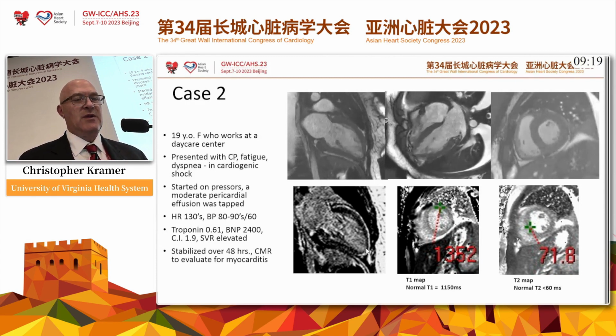Her late gadolinium enhancement images did not show any LGE. However, her parametric mapping, T1 mapping and T2 mapping, showed very elevated T1 values and T2 values. T1 value 200 milliseconds higher than normal, and a T2 value of 72, with our normal being less than 60 milliseconds. So myocardial edema and myocardial inflammation in the setting of severe global LV systolic dysfunction, consistent with myocarditis.